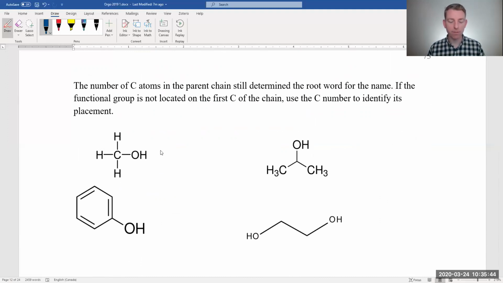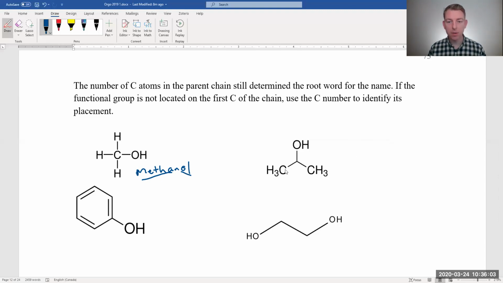Okay, so the first example that we have there, just one carbon. So it's meth, methanol, right? So this is the one carbon and then the OL ending for the alcohol.